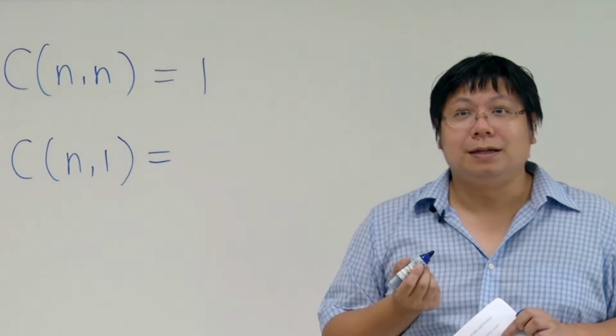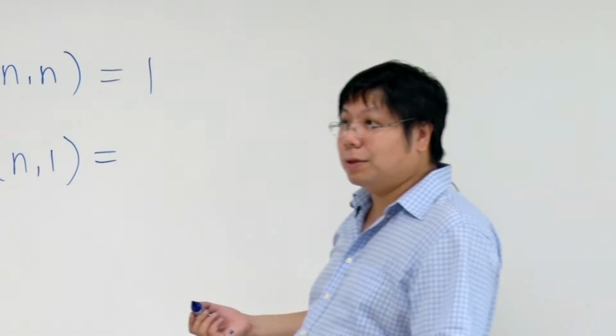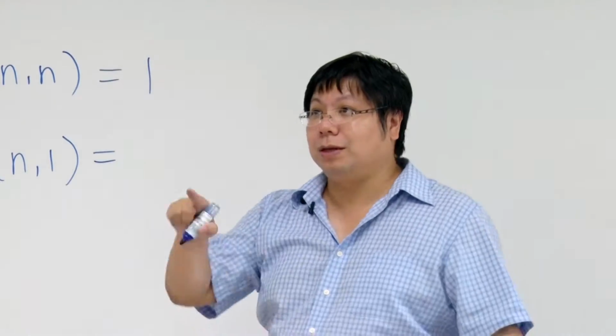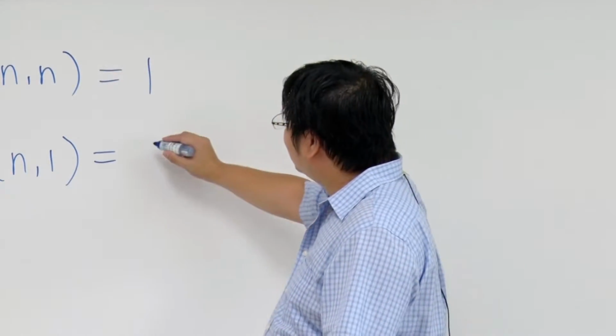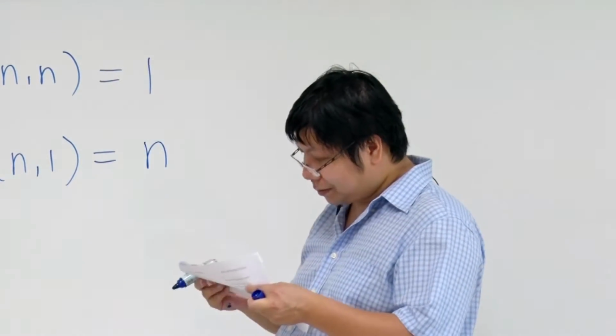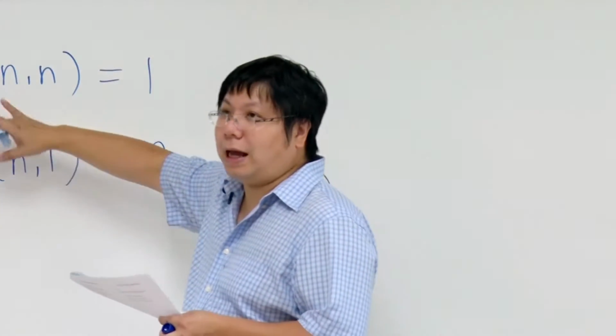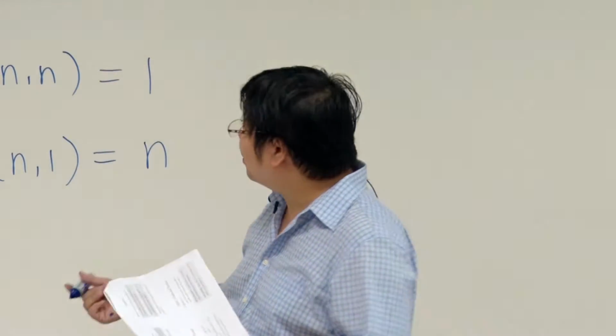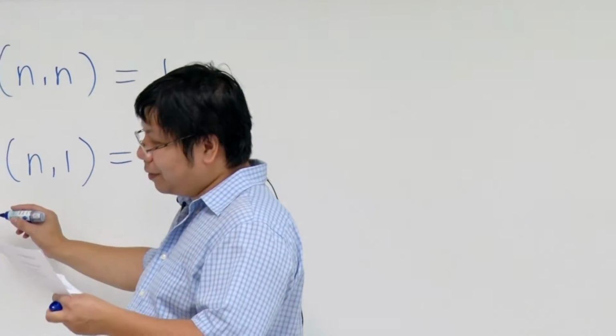N, right? The number of ways to take one item out of N items. So I take the first one, or I take the second one, or I take the third one. So it must be N, okay? So I assume general N, so it's not like C01 or C whatever. Okay, how about this one?